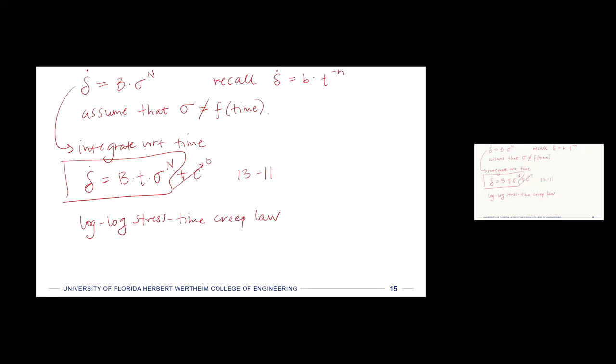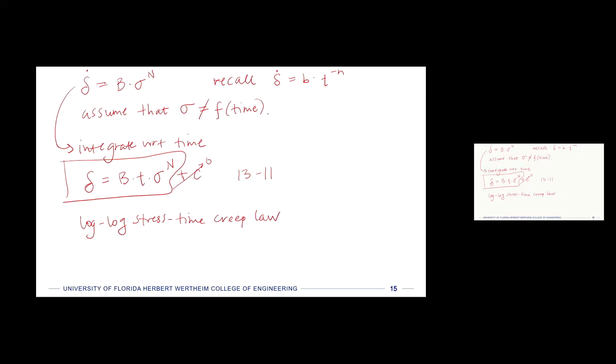Hang on a second. Did I write that wrong? I did. That should not be delta dot. That should just be delta. Let me go back. Okay. We integrated with respect to time, so it's not a rate anymore. It is a magnitude. Okay, so that's correct now.